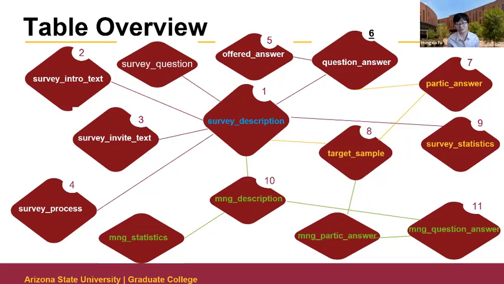Currently, we just use the number 6 question answer. The question answer table serves, on one hand, to provide all the questions. On the other hand, it serves the right side. Those are the data we collected for each survey. For the right side, with the survey names in yellow, we have target sample, where we store all the target sample information.